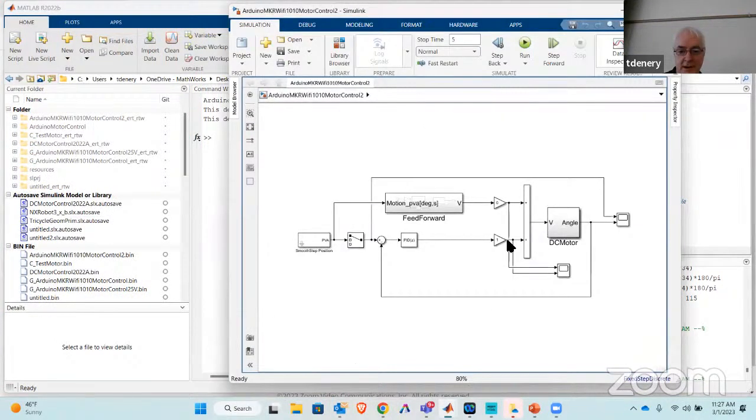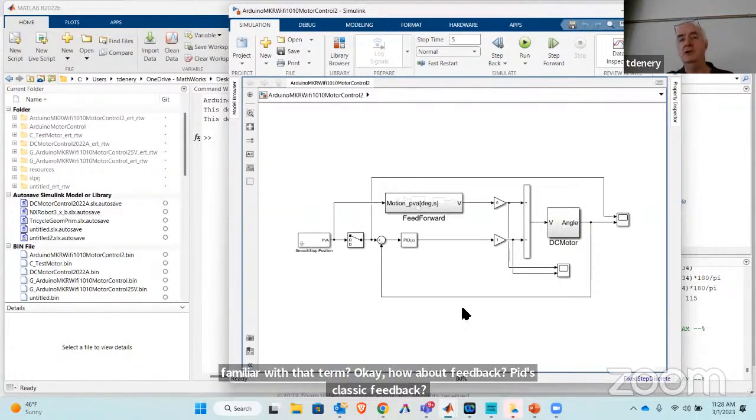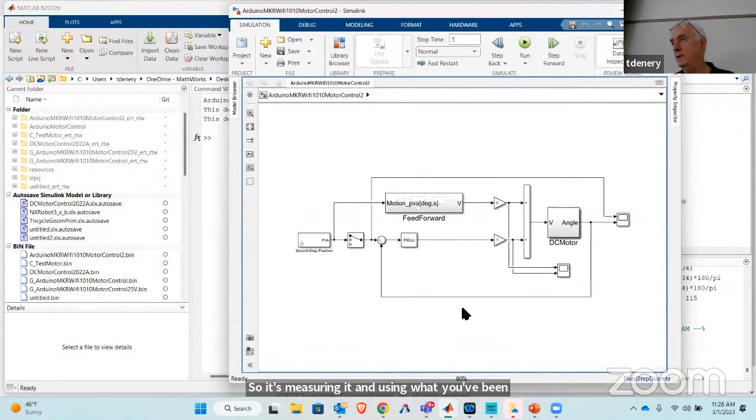Okay, so let's go for it here. We have the DC motor and feedback, the PID controller, and then this piece right here, which I call the feed-forward controller. Is anybody familiar with that term, feed-forward? How about feedback? PID is classic feedback. It's measuring and using what you've been informed by through those sensors to do better.